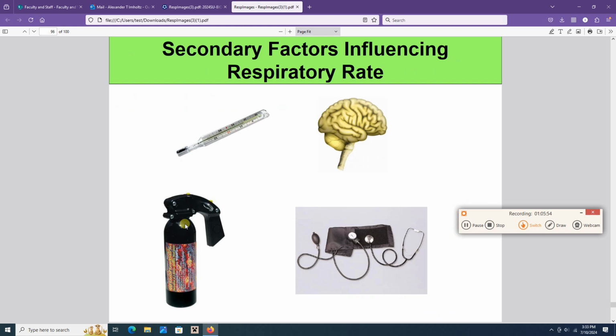Other things influencing respiratory rate include body temperature, so direct relationship there. Blood pressure, same idea. Plus, of course, your brain. I mean, think about it, you can hold your breath. You can voluntarily breathe faster, breathe slower if you want to. If you get excited, if you're crying, that affects breathing rate as well. Irritants. If you get pepper sprayed, it's going to mess with your breathing rate. Definitely.